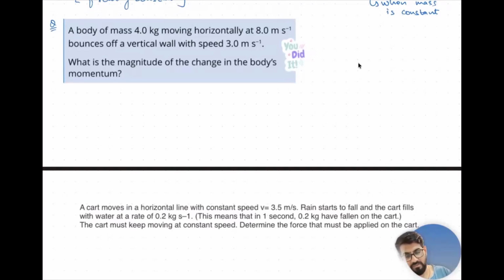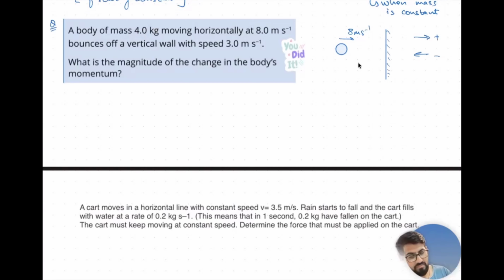Okay, so in this question, a body of mass 4 kg is moving horizontally. It's a better habit to make a rough diagram. So let us say this is my ball and this is my vertical wall on the side. It is moving with 8 meter per second. I consider this direction as positive, the opposite as negative.